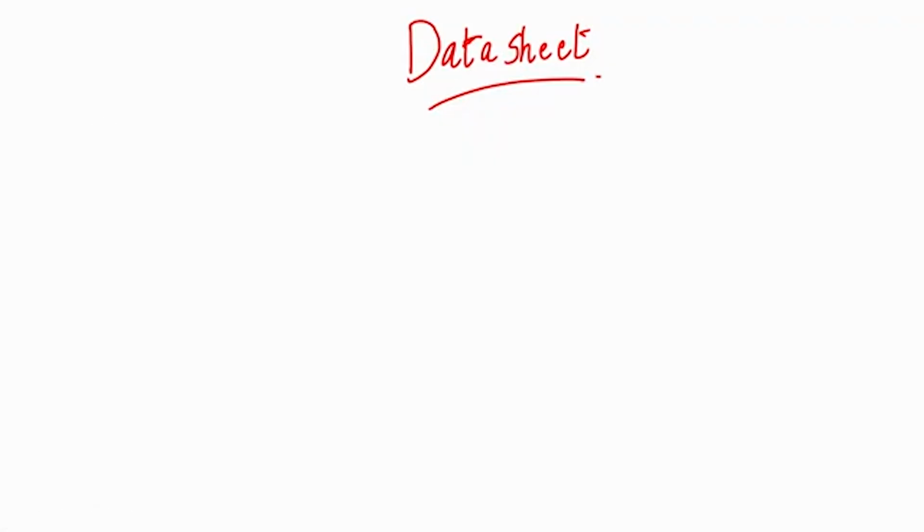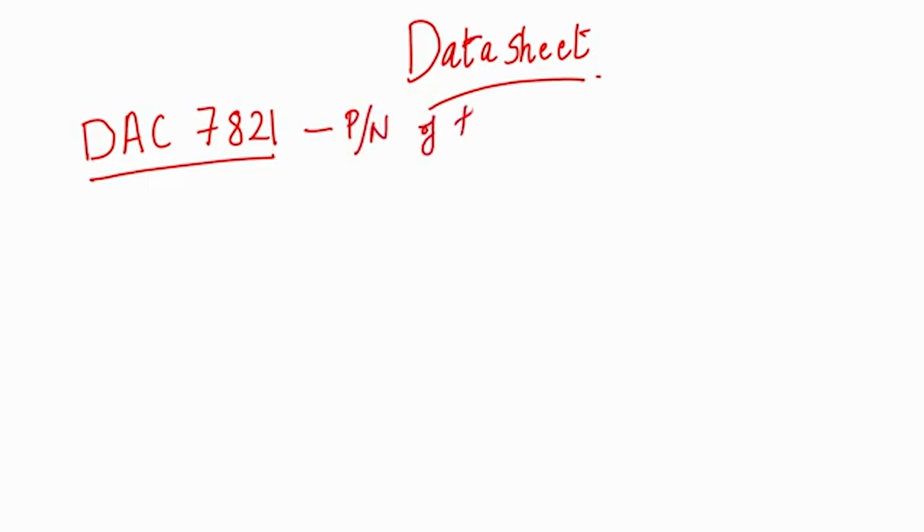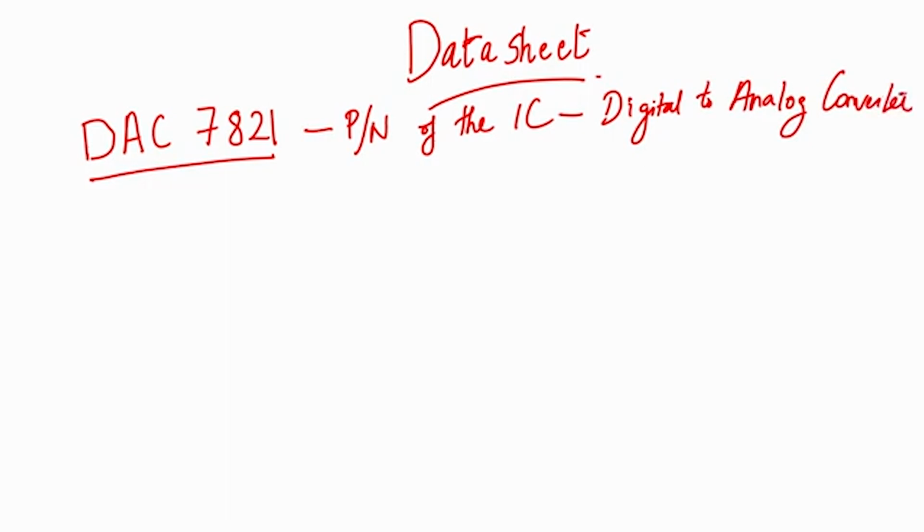We will be seeing the data sheet as we discussed. So, what is the IC name again? It is DAC 7821. This is the part number of the IC that we are using. This is the digital to analog converter IC that we will be using, DAC 7821.